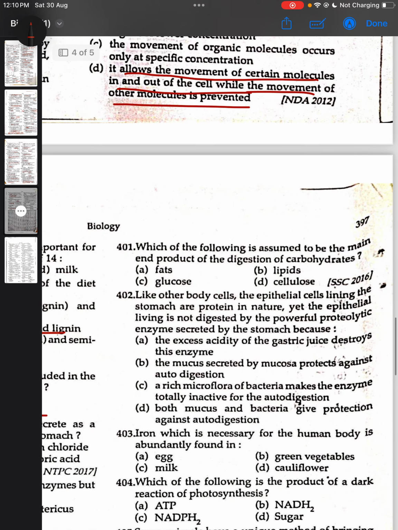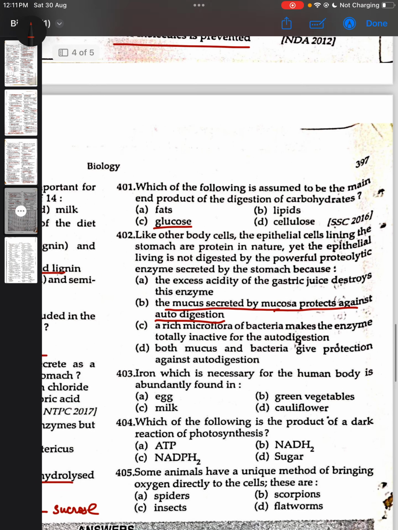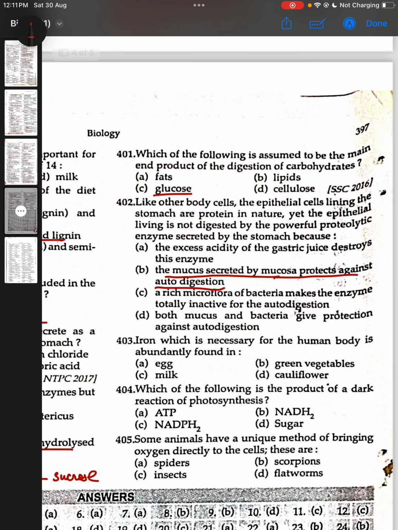Which of the following is assumed to be the main end product of digestion of carbohydrate? Glucose. Like other body cells, the epithelial cells lining the stomach are protein in nature, yet the epithelial lining is not digested by the powerful proteolytic enzyme secreted by the stomach, because the mucus secreted by the mucosa protects against autodigestion.